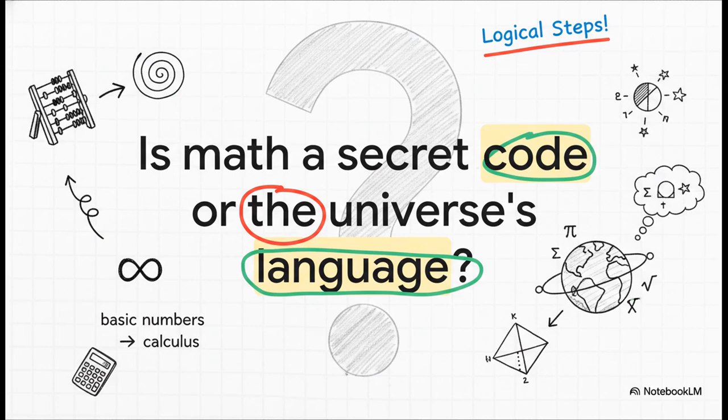So after all of this, let's circle back to where we started. We've seen that from basic counting all the way to the wild ideas in calculus, everything is built on logical, step-by-step ideas that anyone can understand, which really just leaves us with one last question. Is math some scary secret code we should be afraid of? Or is it just the beautiful and elegant language that we use to describe the universe?